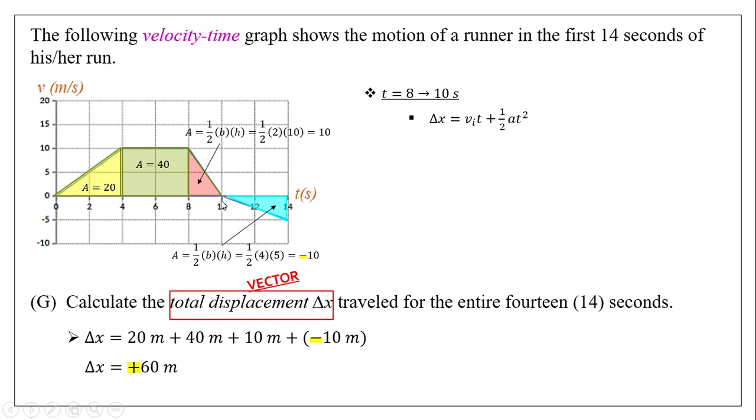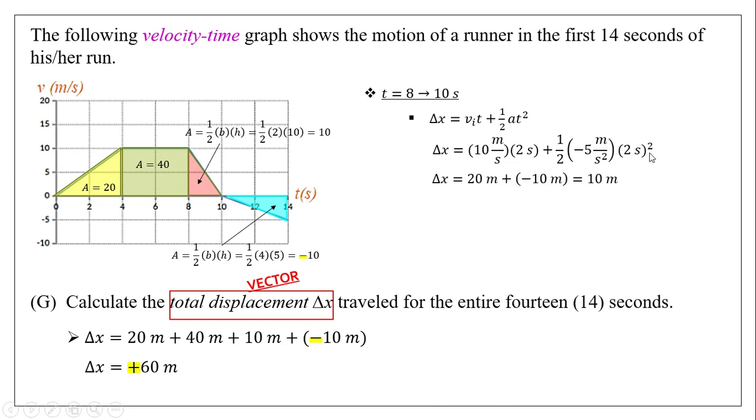If I start at 8 to 10, I can use my displacement function, which is v_i t plus 1/2 a t squared. But here my v_i is 10 because it starts at 8 seconds. So at 8 seconds, if I go to the graph, I go all the way across, that's 10. So therefore my initial velocity is 10. My time is 2 because from 8 to 10 seconds, the difference is 2 seconds. The acceleration for this graph, if you need to rewind the video, this red area, the slope is negative 5 meters per second squared. And then time here is 2 seconds, and I want to square that.